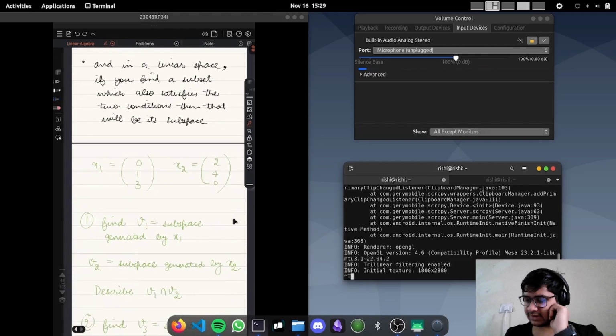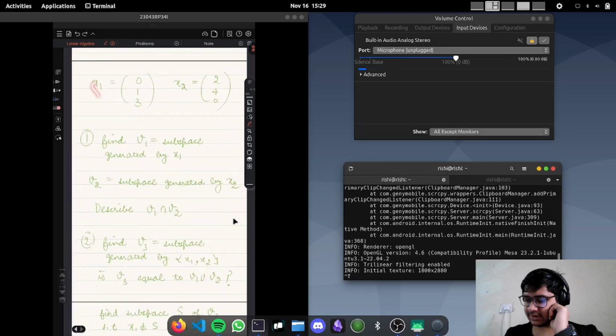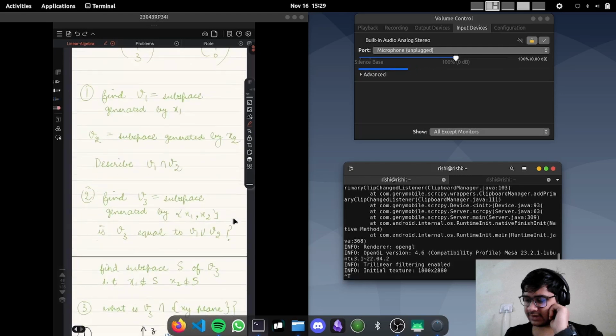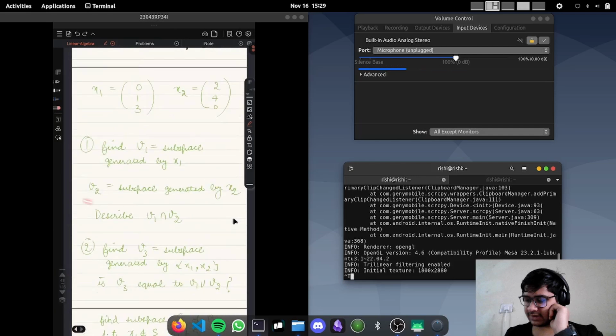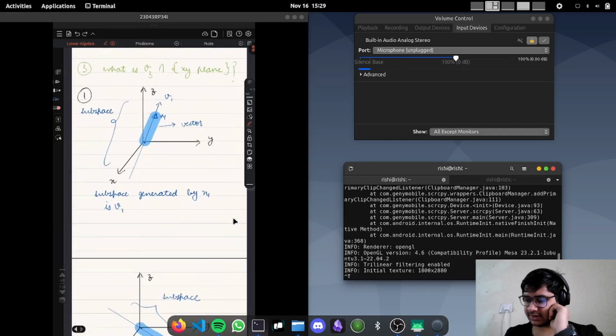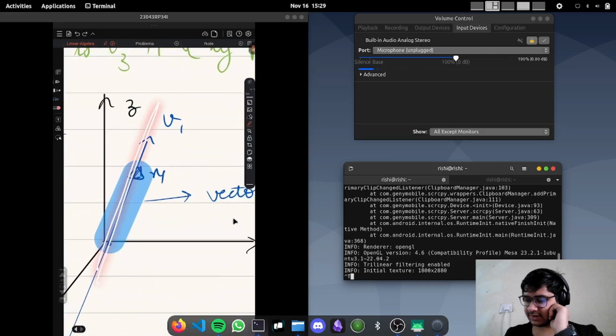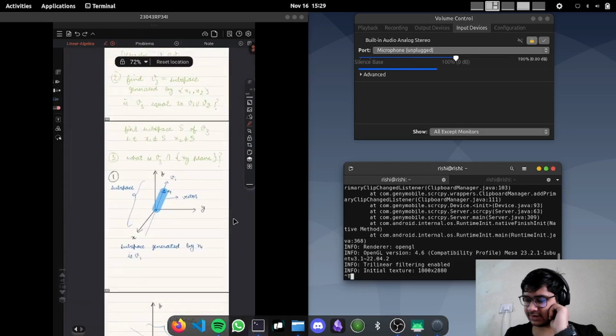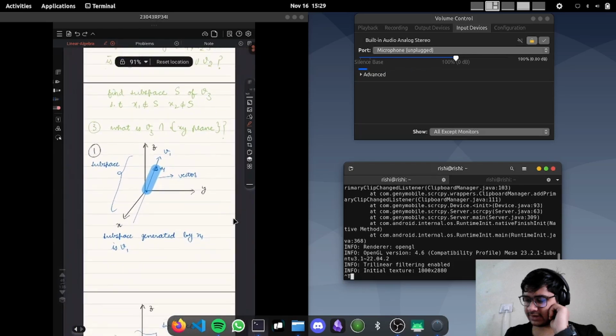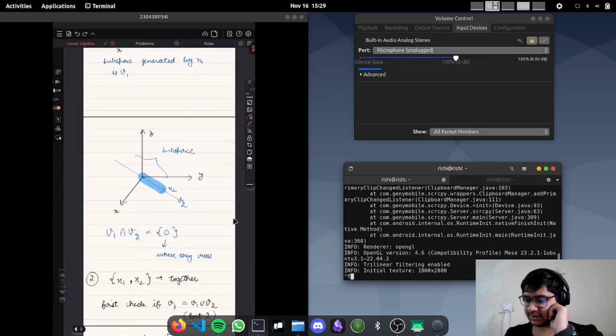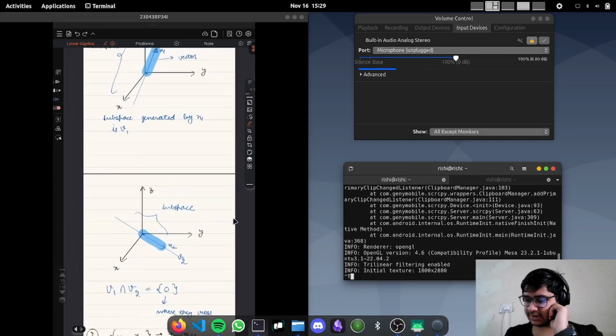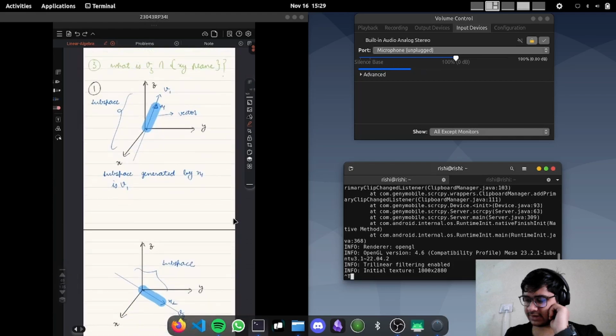So we have a recitation problem: x1, x2, find V1, the subspace generated by x1, and V2, the subspace generated by x2. Describe V1. Basically, the subspace generated by x1 is V1. So V1 is this line essentially, which is the extended version of x1. We know this essentially. Same for V2, but the sum of the subspaces only contains the zero vector.